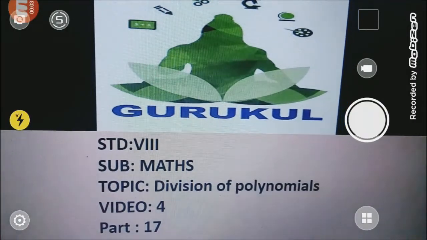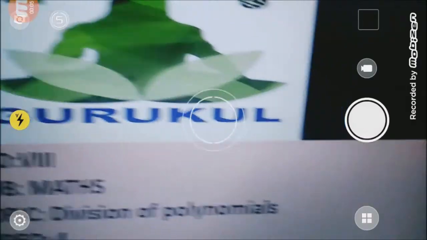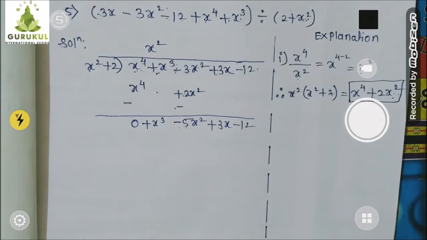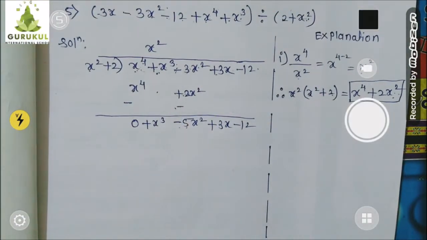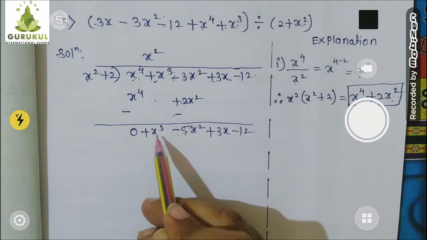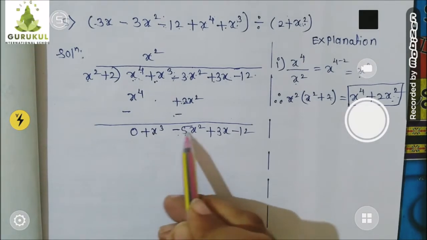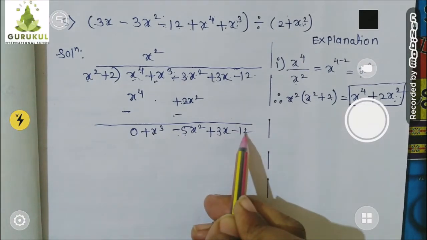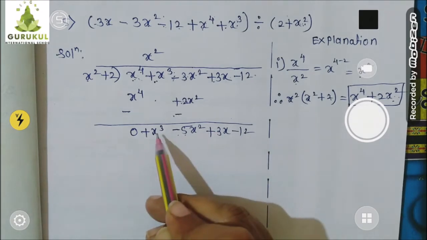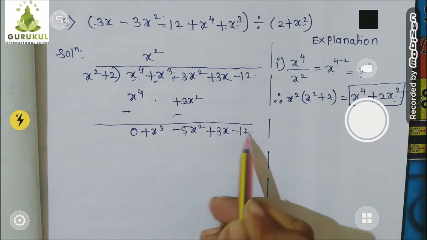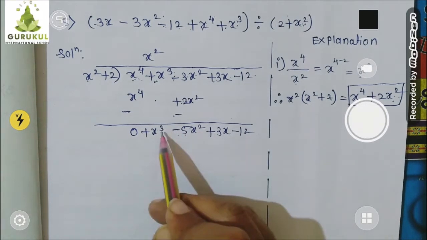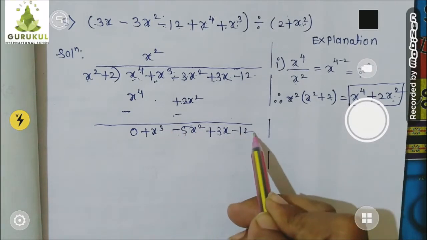Welcome back, children. Let's continue that example. So in the last video our first step was done. Now go for the next step. Again check whether this is arranged in descending order of power or not. So x raised to 3, x raised to 2, x raised to 1, x raised to 0. 3, 2, 1, 0. They are already arranged in descending order.